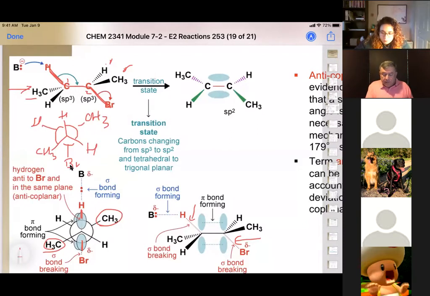Also, look at this. We can see from the Newman projection that in this configuration, we're going to get the trans product, because notice those methyl groups are already opposite each other. When we form our double bond through here, those are going to be on either side of that double bond. Therefore, looking at the Newman projection, we know we're going to get the trans product from this transition state.